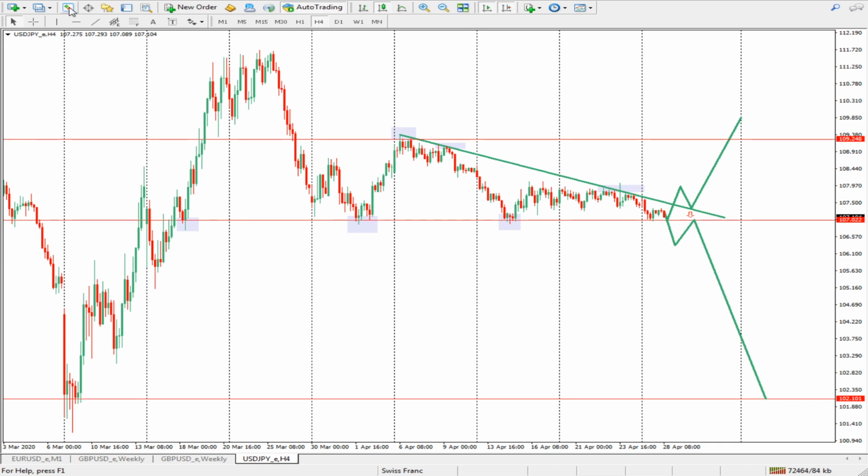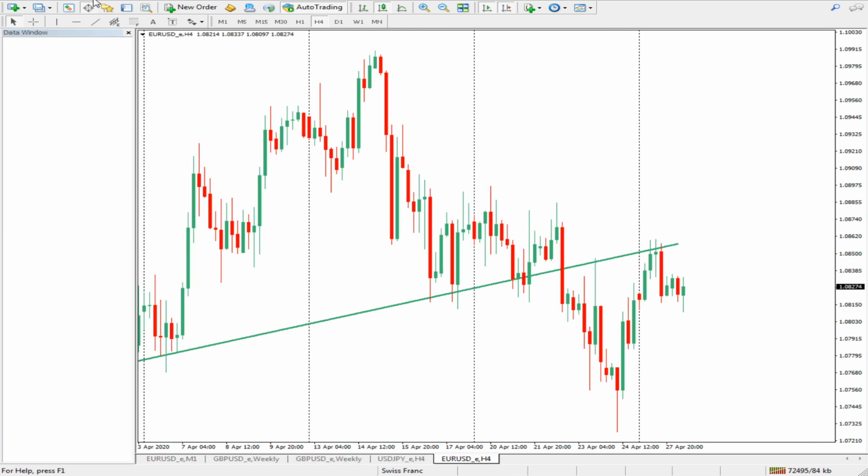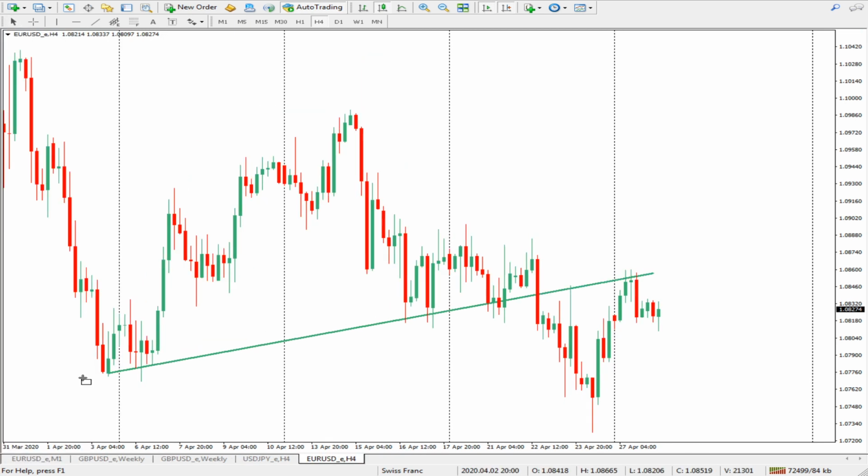Let's see what we have on Euro USD. Trend line that runs all the way from this point heading to the upper side, this one here. So with this, we had a support previously. We had a support there. We had a support here. We had a support here. We had a support. There's a break below. And then we had a resistance. We had a resistance here.